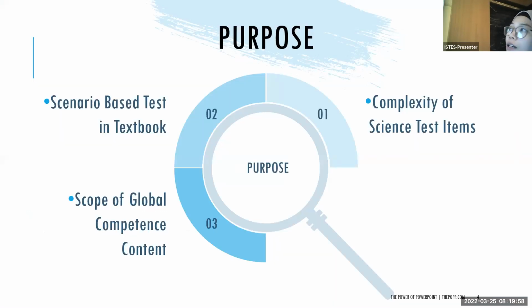Okay, this is the main purpose of this research. The data of this paper will present these 3 things. First is the scenario-based tests in the textbook, how many there are. Then how complex the science test items in the textbook are, and how the scope of global competence content in the textbook is.